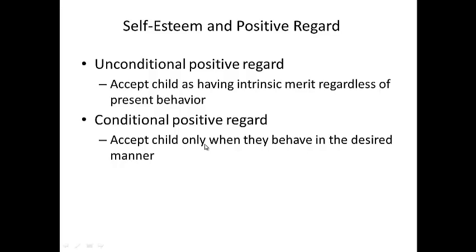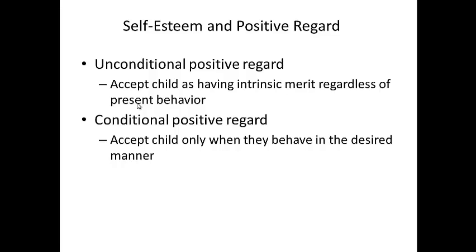So let's say the child comes home with an F. A situation in which a parent gives conditional positive regard would be when the child comes home with an F and the parent says, I can't believe you got an F, you're grounded, I don't want to talk to you, go to your room. A child who receives unconditional positive regard will come home with an F, and the parent says, I'm sorry you got an F, I wish you had done better, but I still love you. Right?